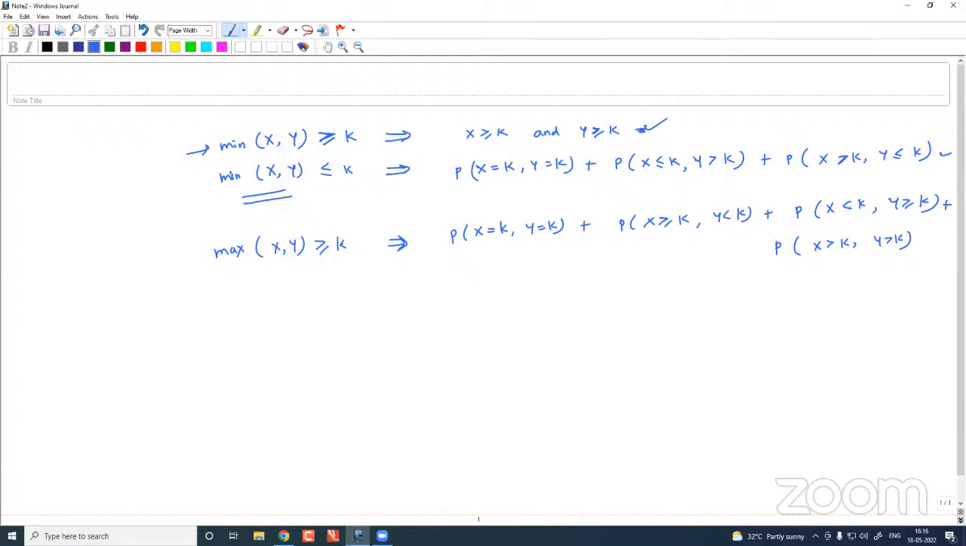If k is greater than x and y, right? In the second one we wrote only 3. We can add one more: x less than k and y less than k. Isn't it included in one of these conditions? See, x is equal to k and y is equal to k, so if that is there, we can find the probability for that. If x is less than or equal to k and y is greater than k, that means k is greater than x.